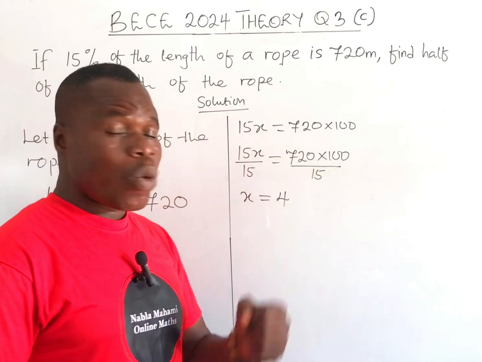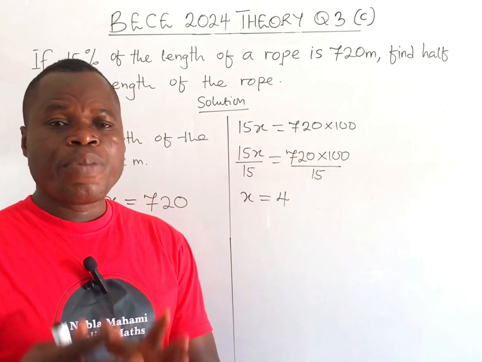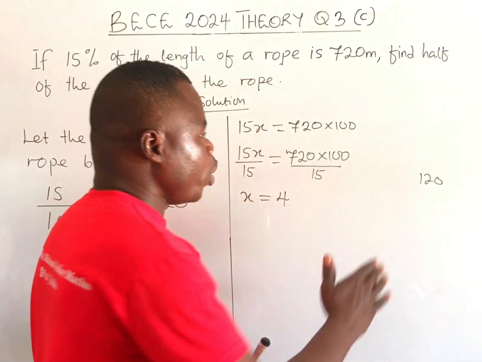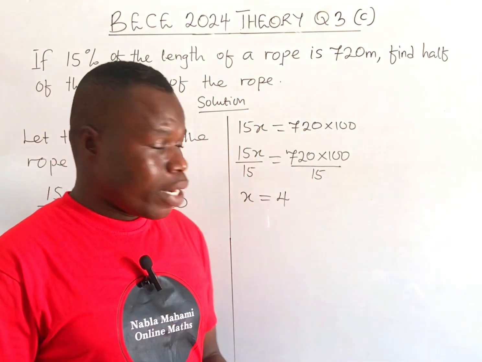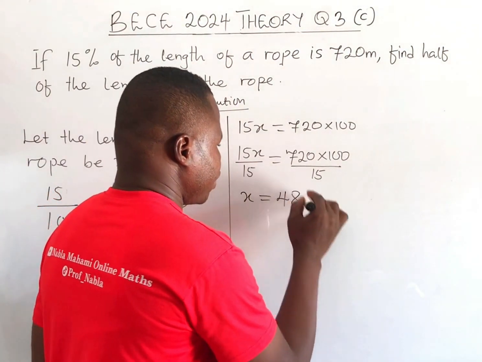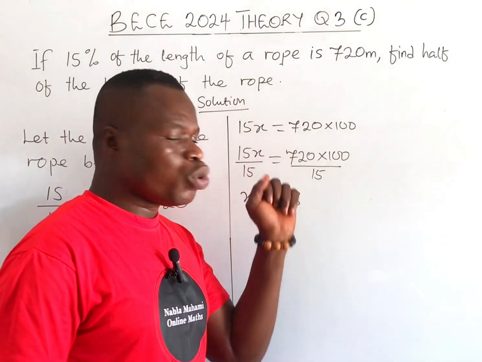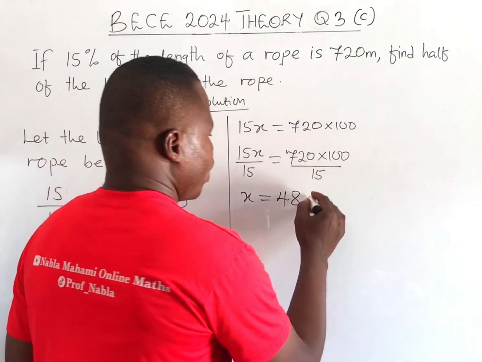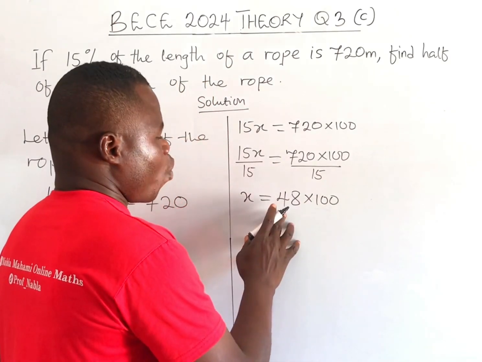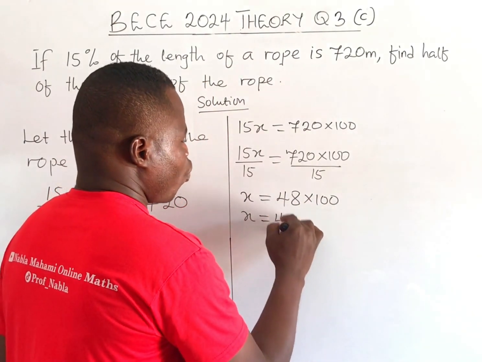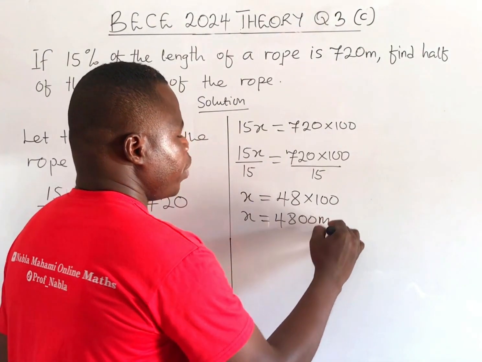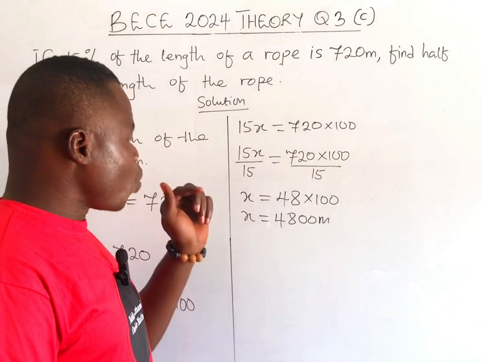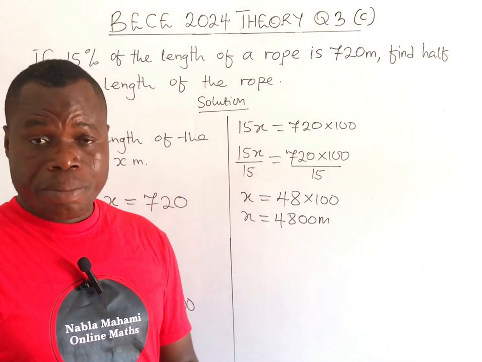Then you take the 12 and combine with the 0. It will now be 120. So 120 divided by 15 will give us 8. That means that 720 divided by 15 is 48. Then we'll now multiply by this 100. And 48 times 100 is equal to 4,800 meters. So that means that the length of the rope is 4,800 meters.